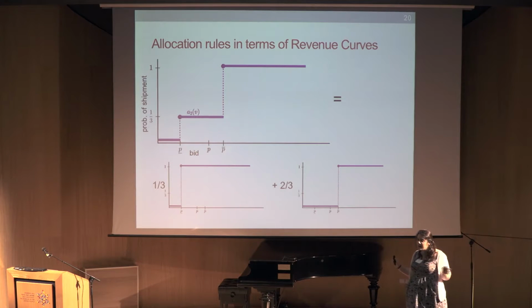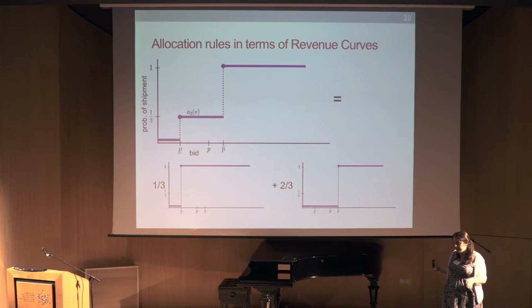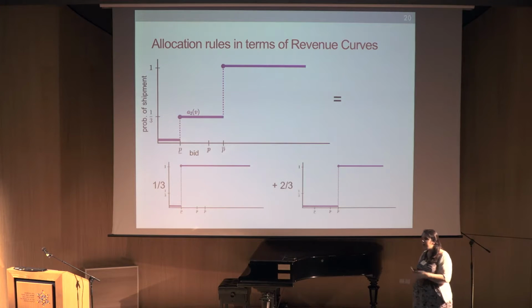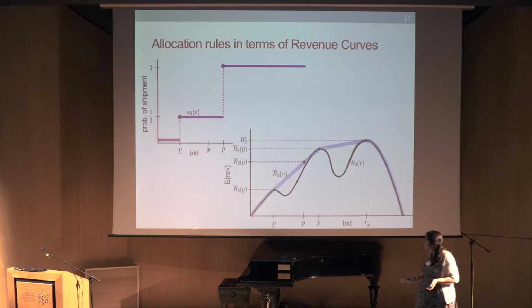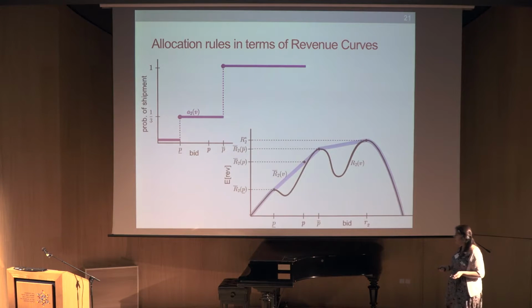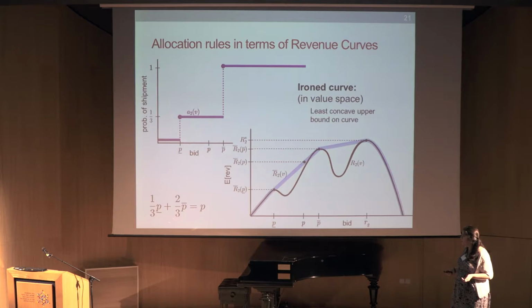Okay. So for any allocation rule, we can break it down into a convex combination of prices, and any convex combination of prices is a monotone weakly increasing allocation rule. So what does this mean? This means we can look at our revenue curve, and this is our revenue curve, the black line here, but we can achieve the revenue of any point on this blue curve, which is the ironed curve. And so here I'm just saying that 1/3 P lower plus 2/3 P upper equals P. So P is our expected price when we randomize over P lower and P upper in these proportions.